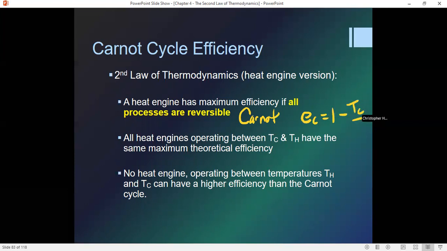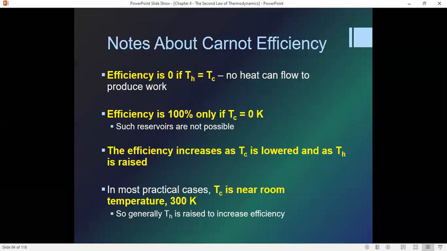this is the equation, okay? These are the 2 numbers that we're operating between in terms of temperatures, right? No heat engine operating between temperatures of Th and Tc can have a higher efficiency, okay? Efficiency is 0 if there's no difference between the high temperature and the cold temperature because no heat can flow to produce work.